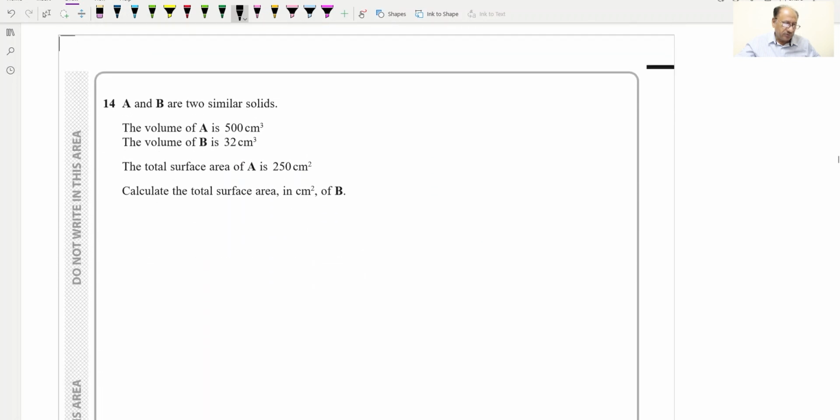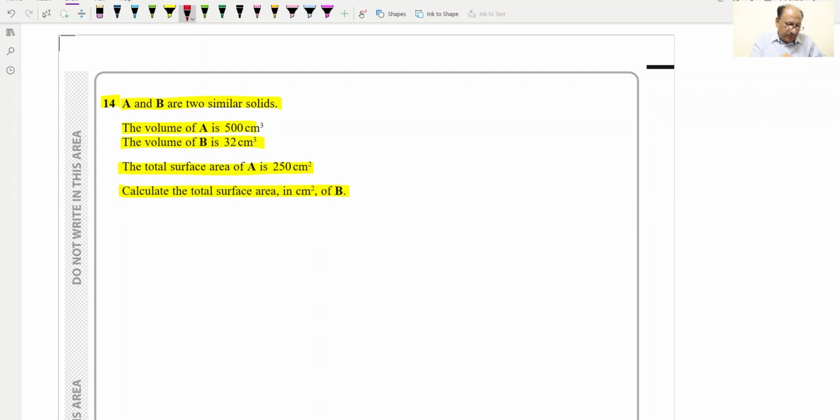Hopefully you understood this. Question number 14, A and B are two similar solids. Volume of A is given, volume of B is given, the total surface area of A is also given. Calculate the total surface area of B. Now there are two solids.